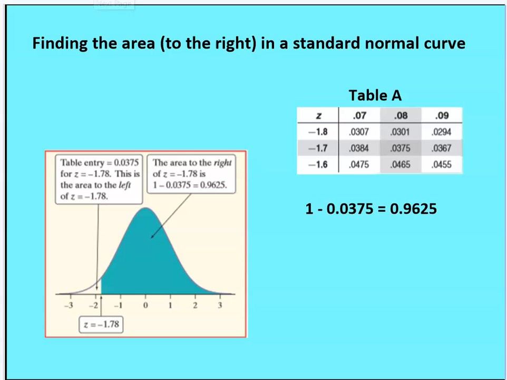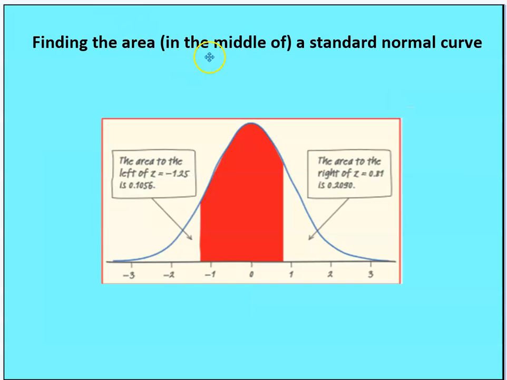All right. So that's finding to the right. We talked about to the left, to the right, and now we want to find in the middle of. Okay, so I have this area here, and I want to find out what proportion of the distribution lies in this area. So I'm going to have to use two values.